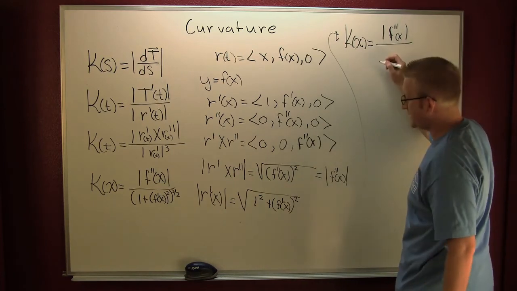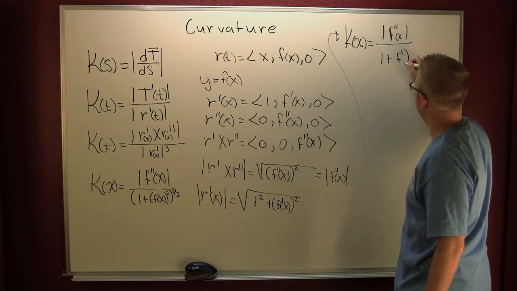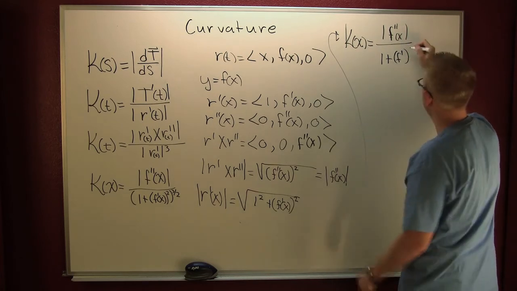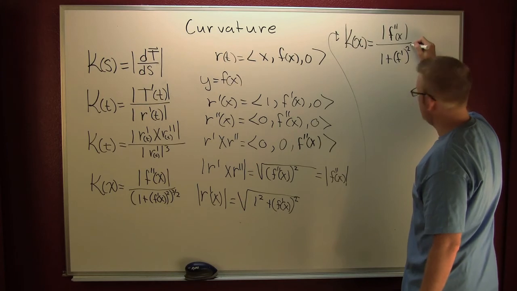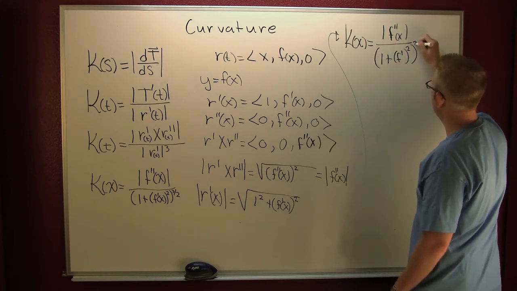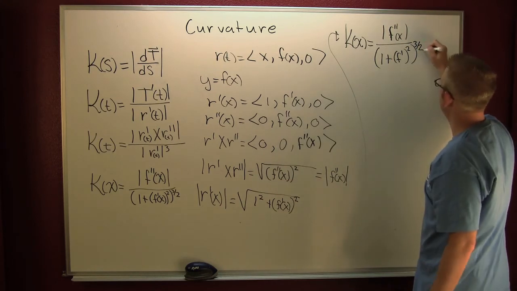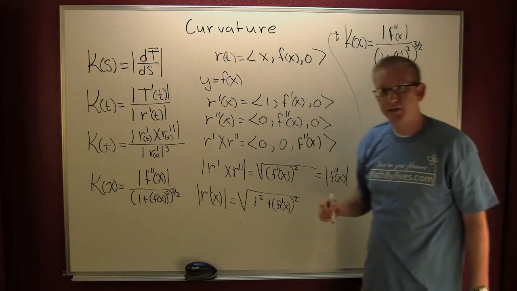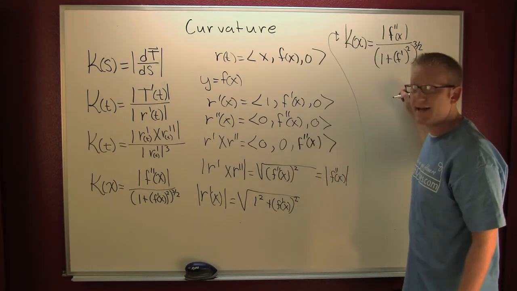So I'm switching to rationals, and this is 1 plus f prime squared, all of that, to the 3 halves power, and then you're done. It has been shown.